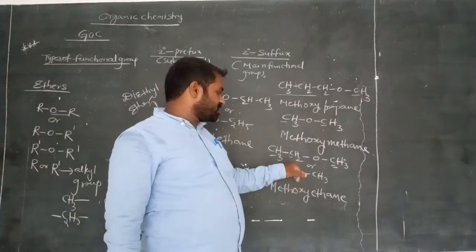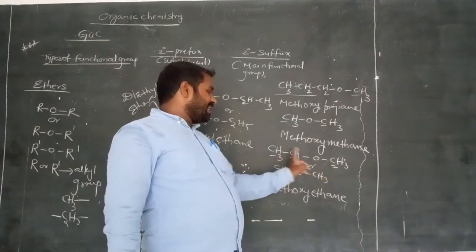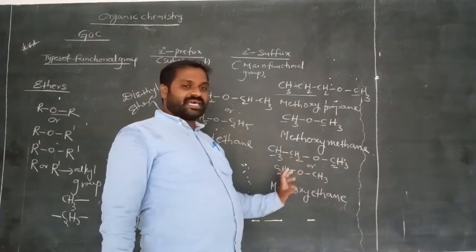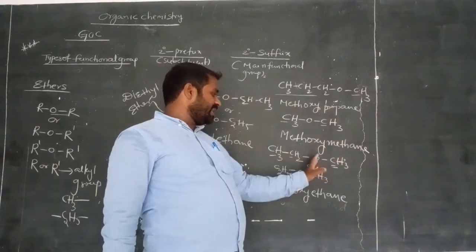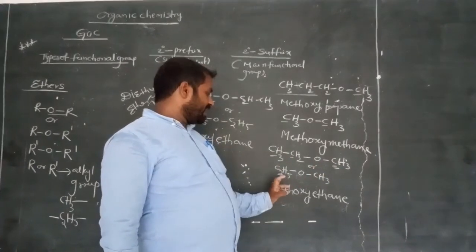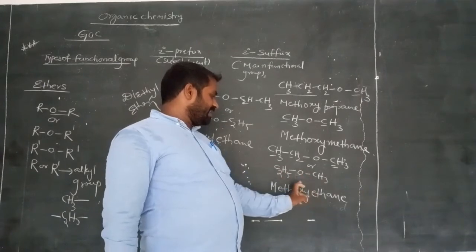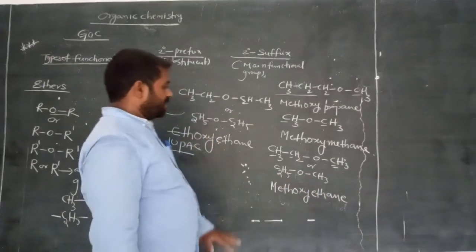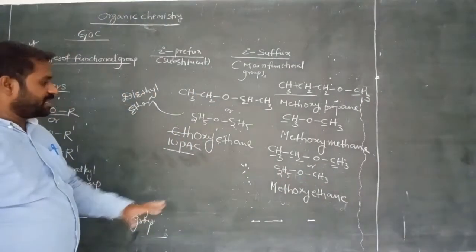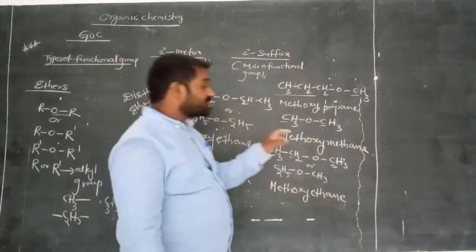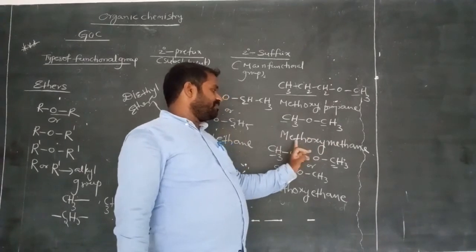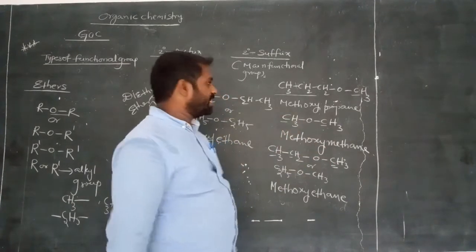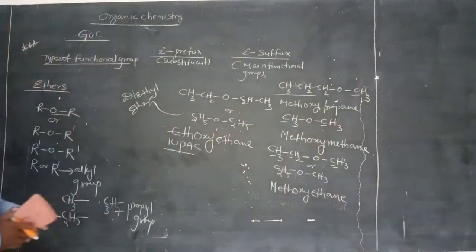Clear? What about this one? Methyl ethyl or ethyl methyl ether. In the alphabetical order, which one comes first? Ethyl. Ethyl methyl ether. Clear? Okay. Remember this. Those are the common names. But IUPAC name means focus on the number of carbons first. That is alkoxy, methoxy, methane. Okay. Clear? This is about the ether functional group.